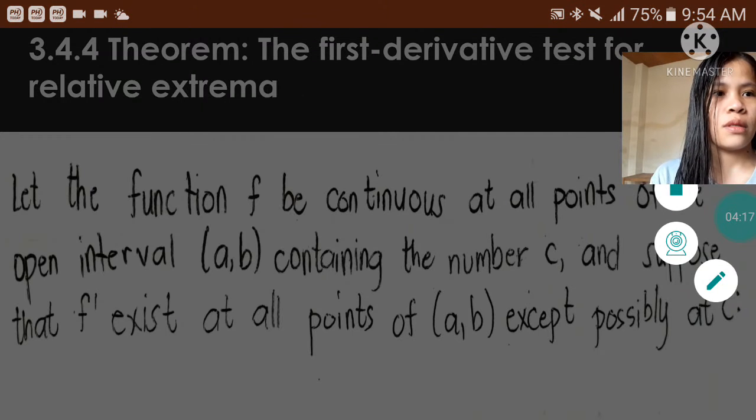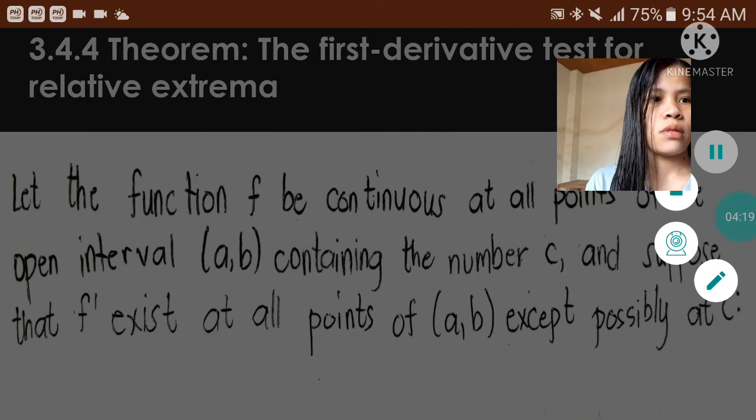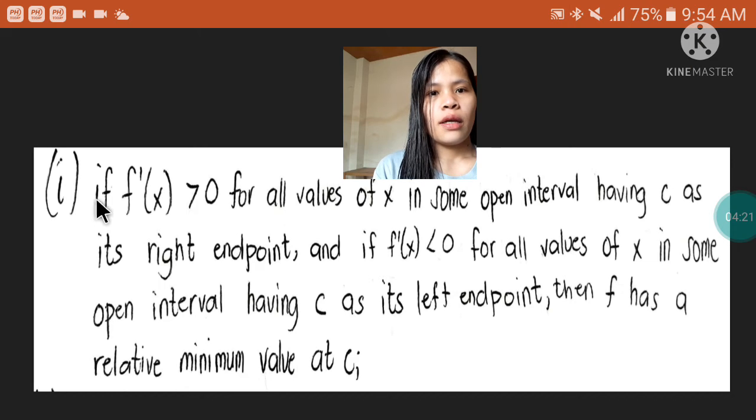Okay. If f prime of x is greater than 0 for all values of x in some interval having c as its right endpoint, and if f prime of x is less than 0 for all values of x in some open interval having c as its left endpoint, then f has a relative minimum value at c.